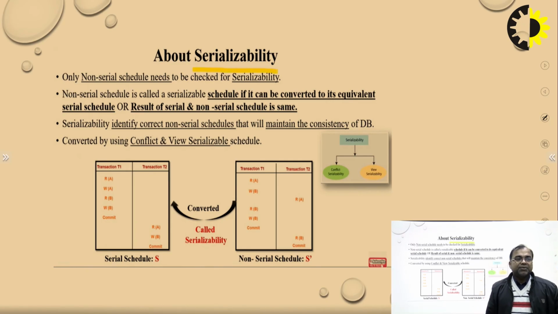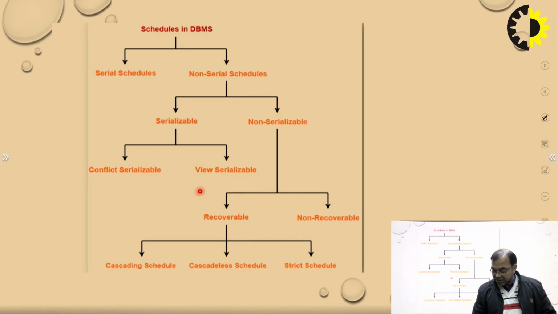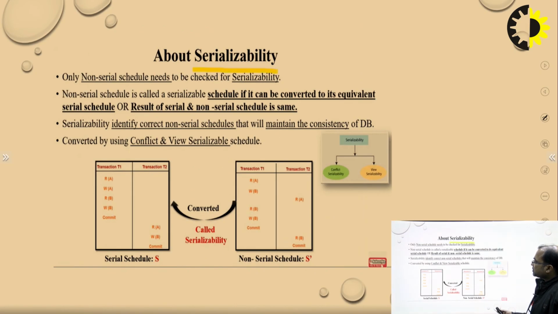Now how do we convert this? By using conflict and view. We can see in this chart that when a schedule is serializable, we convert it into a serial schedule with the help of conflict serializable and view serializable. Non-serial schedules are of two types, serializable and non-serializable, and if serializable, it is converted through conflict serializable and view serializable. So we see next how it is converted.